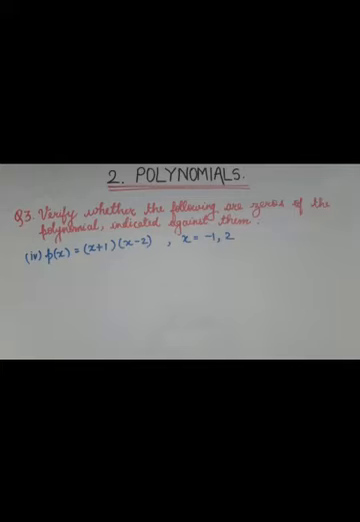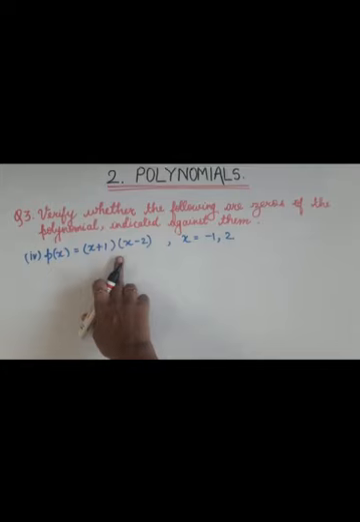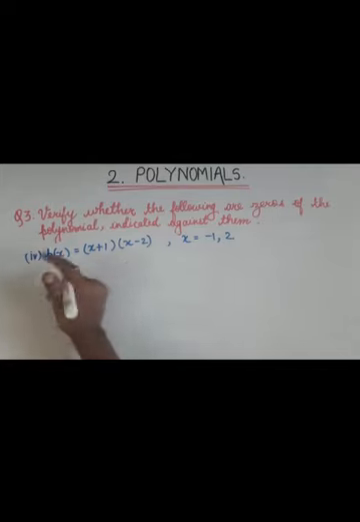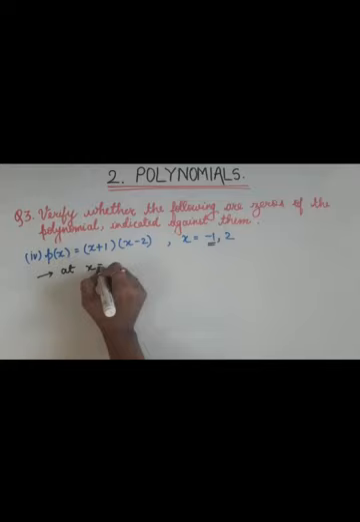Now the next question is P of x equals x plus 1, x minus 2, and we need to check x equals minus 1 and x equals 2, whether these both numbers are 0 of this given polynomial or not. So do it with the same method. So let us first check for minus 1. So at x equals minus 1, what will be your P of x now?